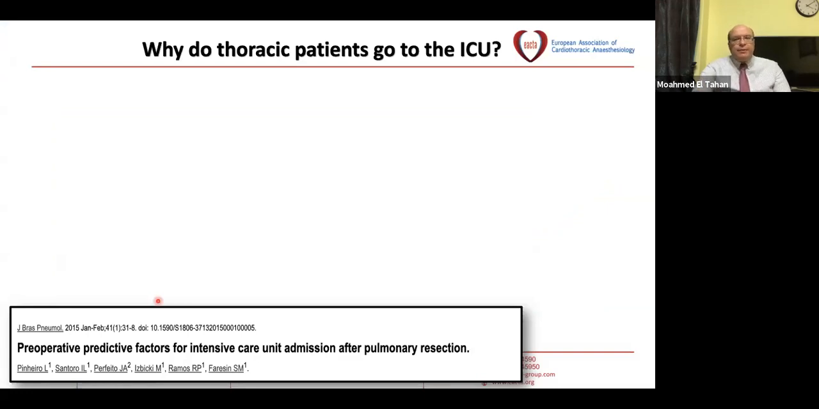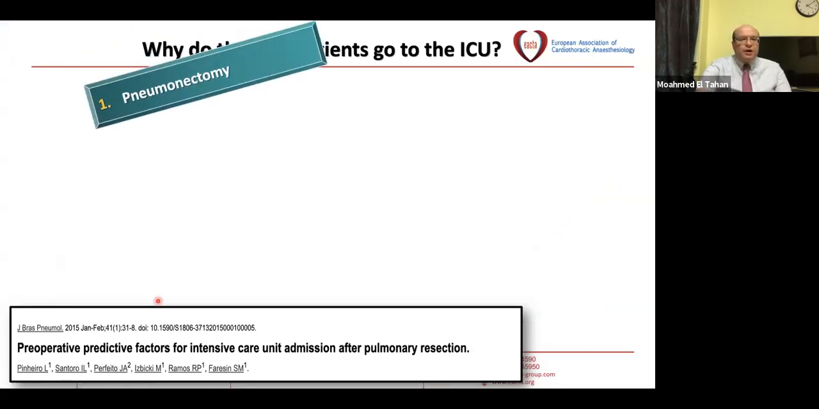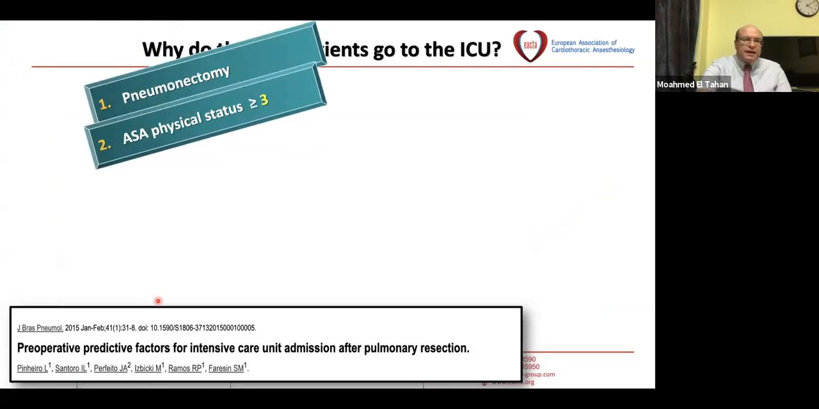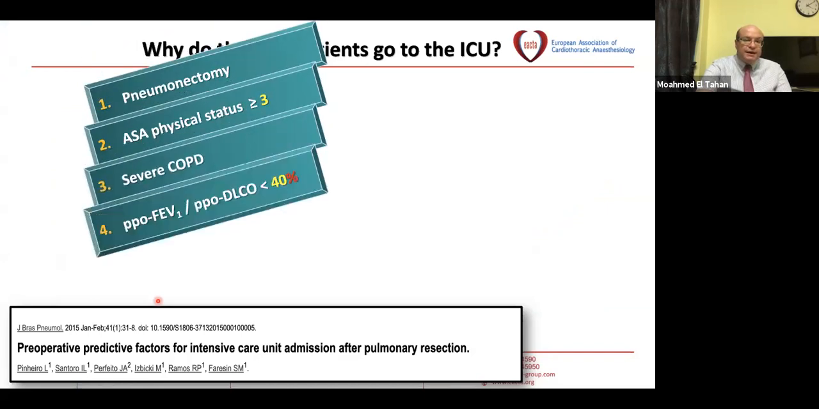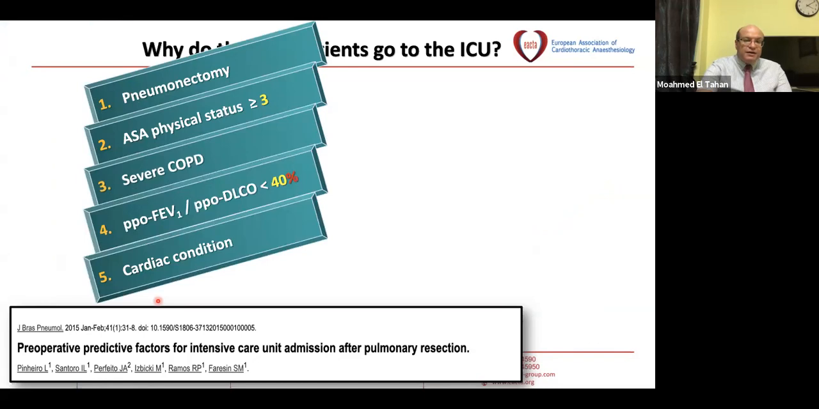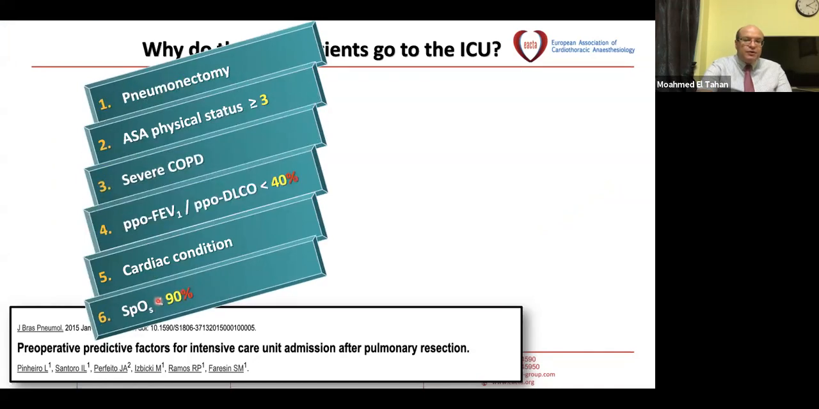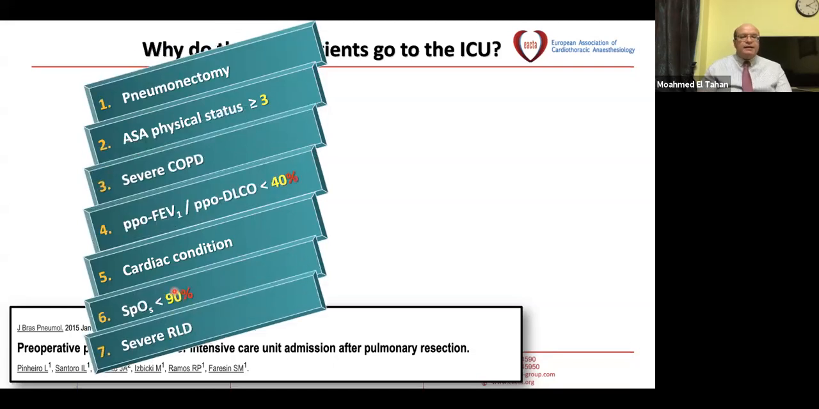Why do thoracic patients go to ICU? Here is another score, with risk factors including pneumonectomy, ASA physical class 3 or greater, severe COPD, predicted postoperative FEV1 or predicted postoperative DLCO less than 40, cardiac conditions, baseline SCVO2 less than 90, and severe restrictive lung disease. This is the score here.